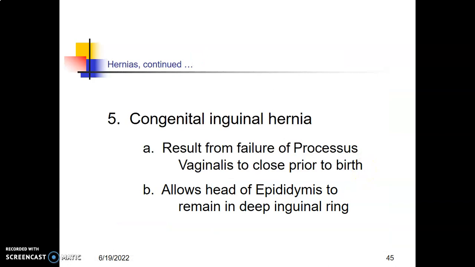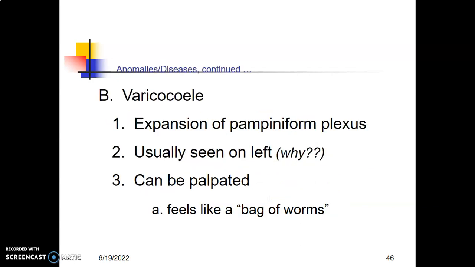Then there is the inguinal hernia, which we have discussed. It's mainly the congenital inguinal hernia. We said when the processus vaginalis persists or fails to close prior to birth, you get the bowel and the omentum herniating through the deep ring, the canal, and the superficial ring into the scrotum.